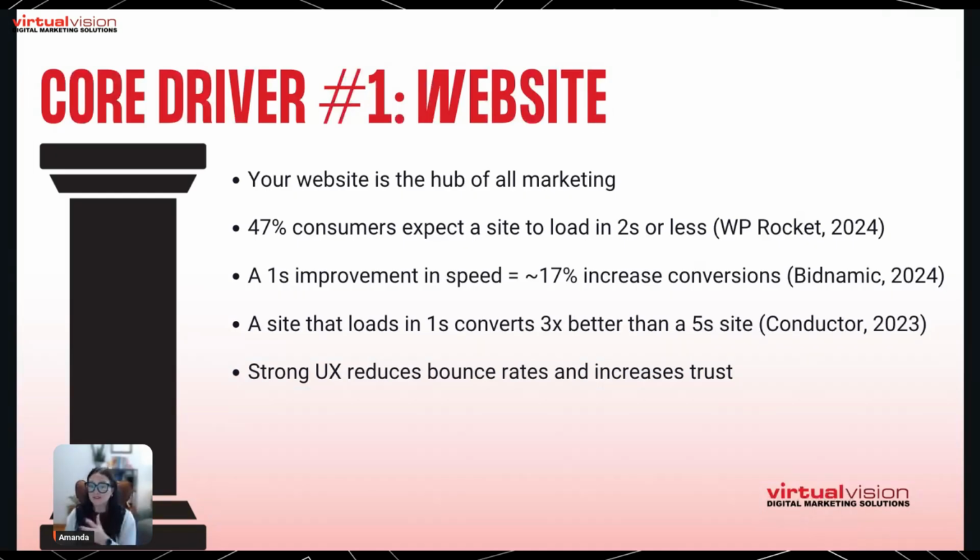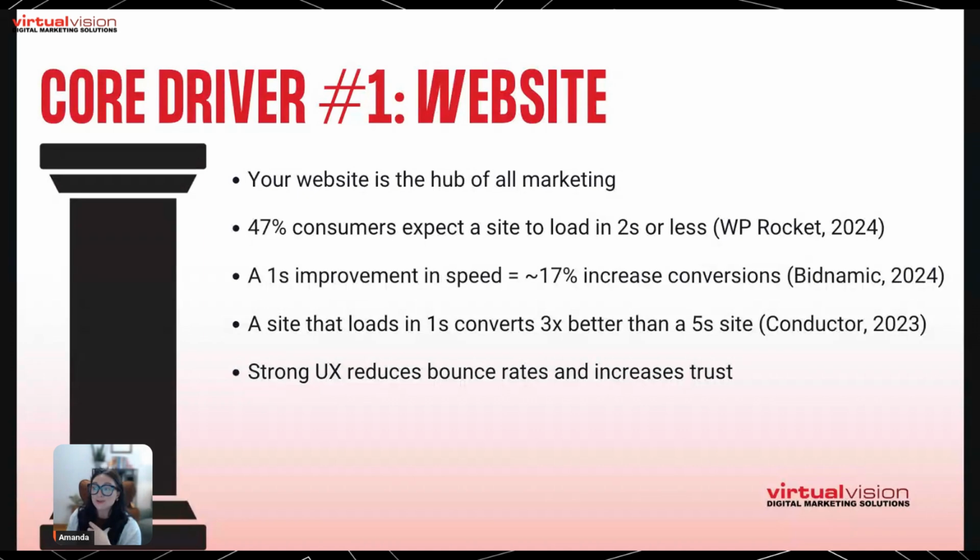More than a pretty face, if someone walks up and the proverbial door to your website is locked, the lights are off, they're going to leave. And that is why understanding the importance of a website, whether that's loading, usability, all these details, is incredibly important. In fact, WP Rocket did a study in 2024 that 47% of consumers, almost half of the marketplace, expect a website, especially on mobile, to load in 2 seconds or less.